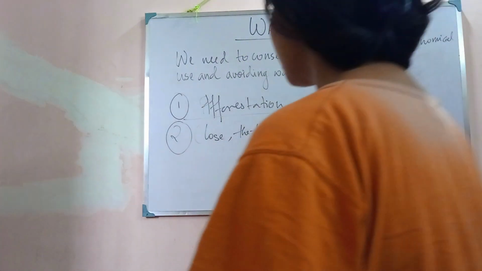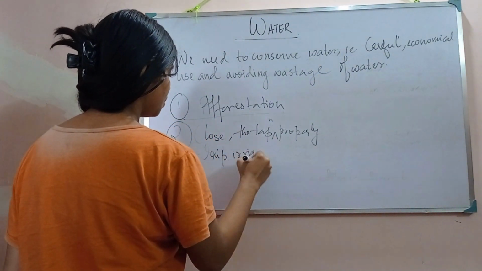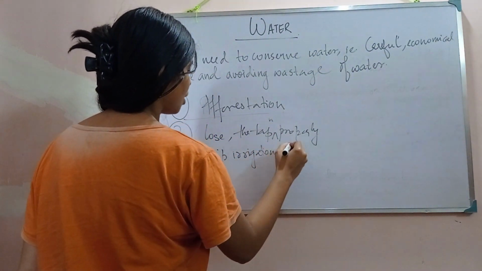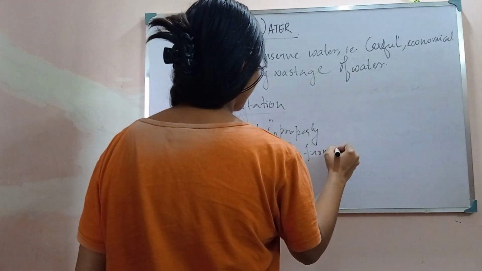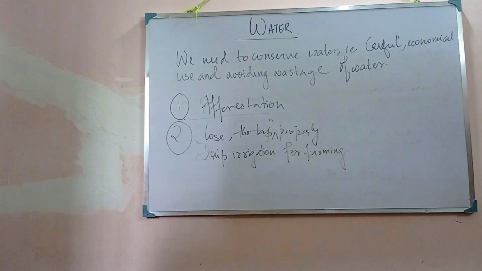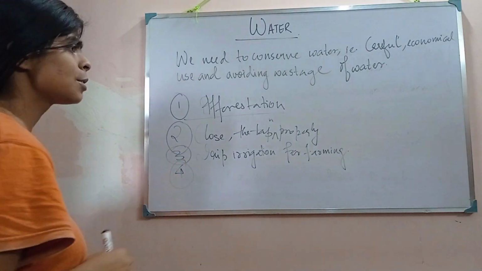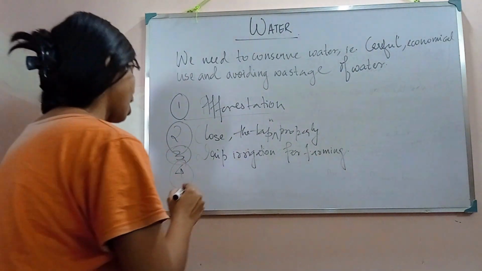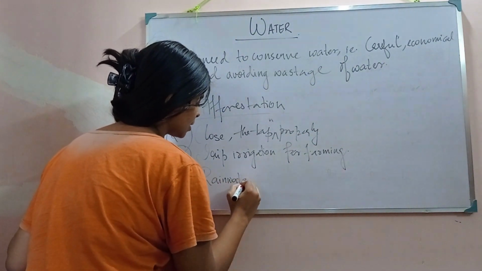Again, what should we do? We can do drip irrigation for crop production. Drip irrigation for farming. The farmers can use drip irrigation for farming. And this is the third and the last one: what is the next thing we can do? We can do rainwater harvesting. Now the question is, what is rainwater harvesting?